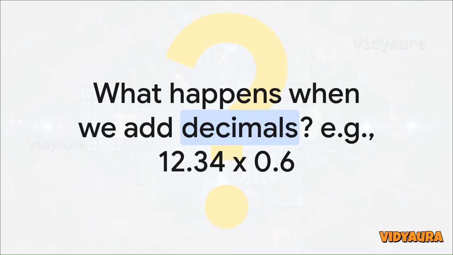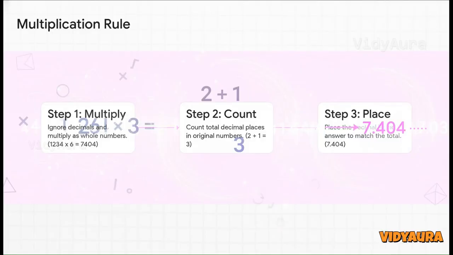Okay, here we go. Let's introduce our decimal points. See how the digits are exactly the same, but their values have totally changed? Now it's 12.34 times 0.6. It suddenly feels different, doesn't it? Well, here's the secret. It's really not. Check this out. This is the universal three-step rule that works every single time.